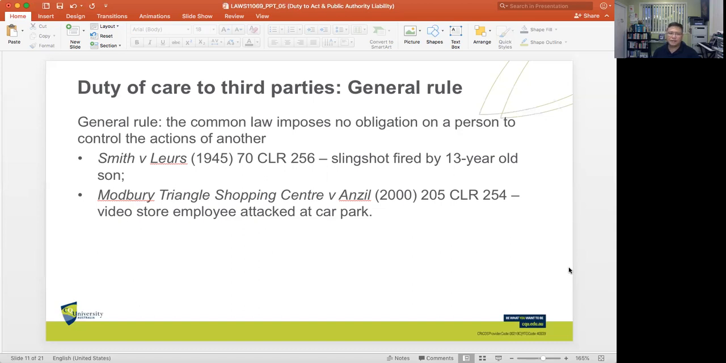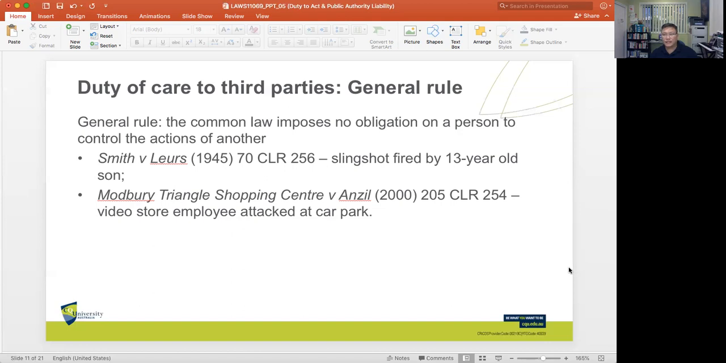In the case of Smith versus Leurs, for example, this involved a situation where a 13-year-old son of the defendants was playing around with a slingshot. And in doing so, outside of the house, he ended up injuring a friend. So the injuries were caused by the 13-year-old son, not by the parents. But could the victim sue the parents of the child who fired the slingshot?